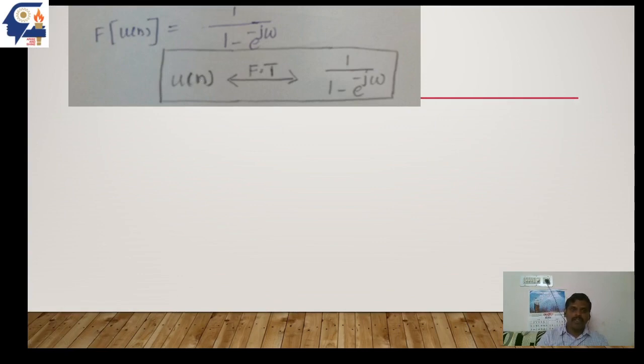I am going to use this formula. That's why I make it as a bracket. With a bracket, make it as a formula. The Fourier transform of step signal is always 1 by 1 minus e power minus j omega.